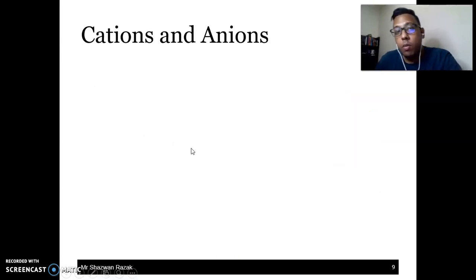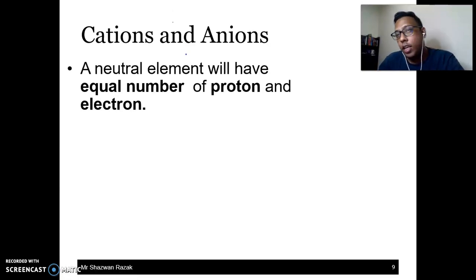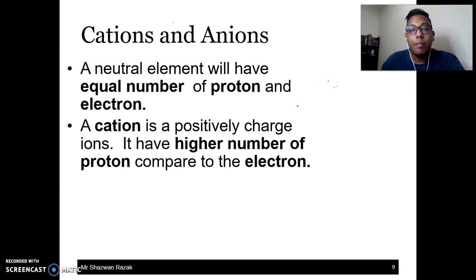Okay, so how about kalau spesies yang bercharge? Untuk cation dan anion, kita boleh tengok dia based on different number of electron. Kalau elemen itu neutral, bilangan proton dan elektron sama. Okay, kalau neutral, proton dan elektron sama. Proton is equal to elektron.